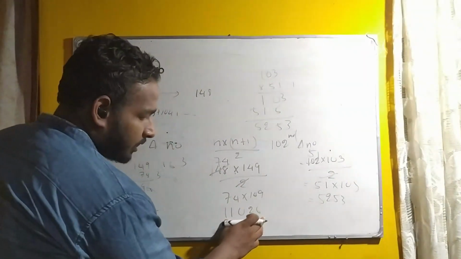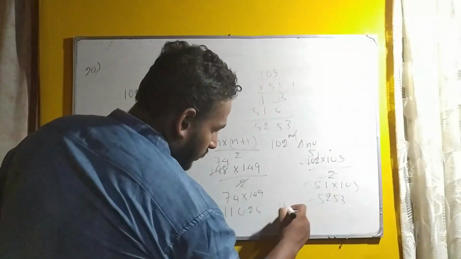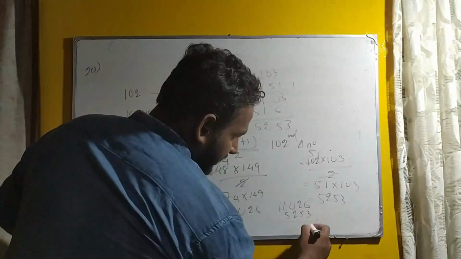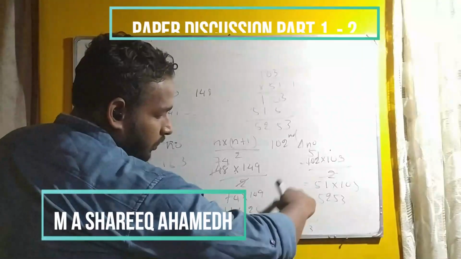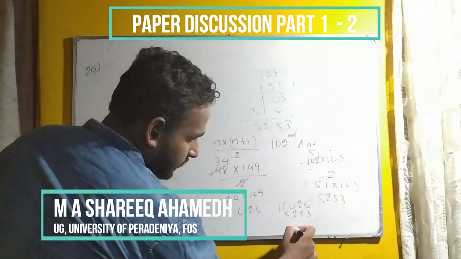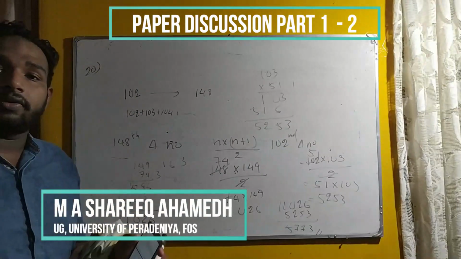So I am subtracting this from this. 11026 minus 5253: 6 minus 3 is 3, 12 minus 5 is 7, 9 minus 2 is 7, 10 minus 5 is 5. So your answer is 5773.